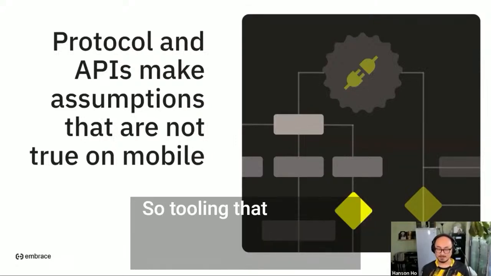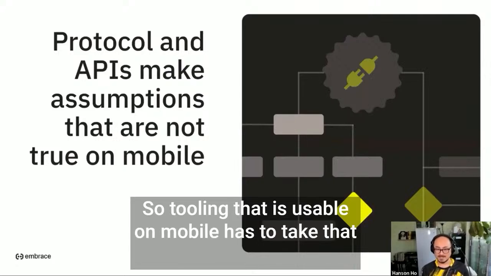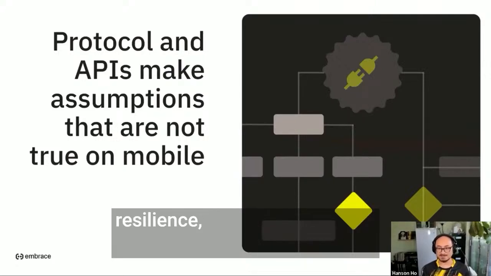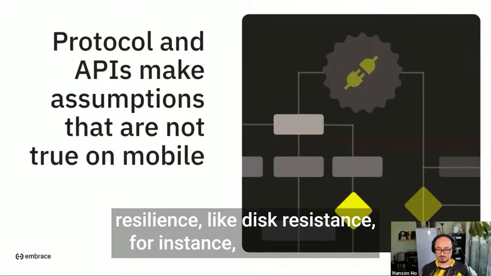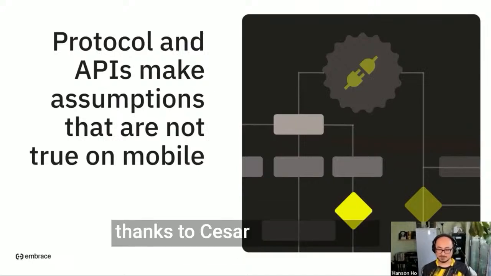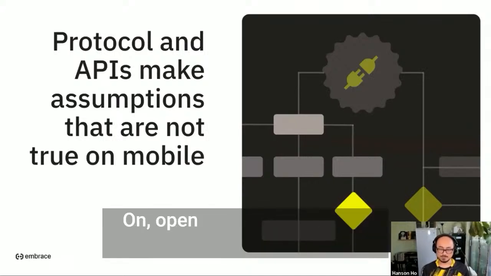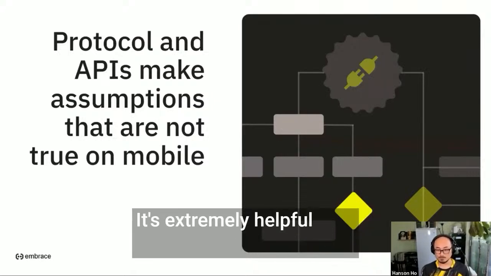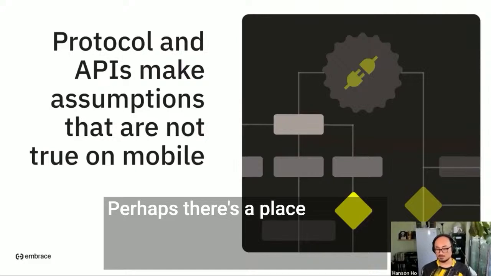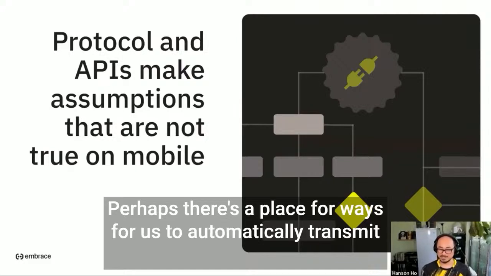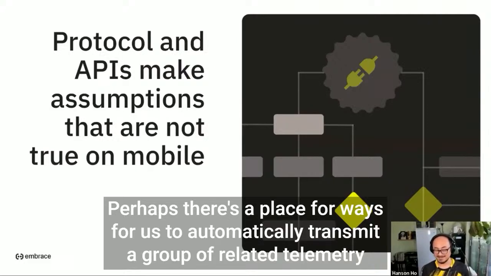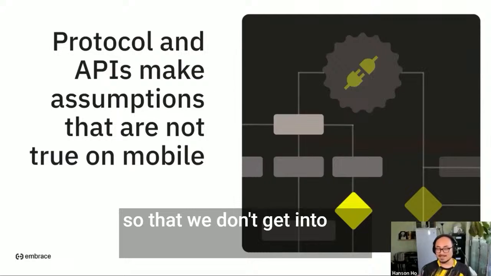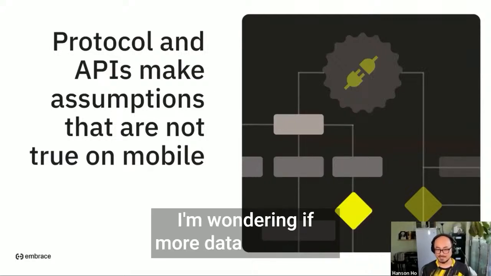So tooling that is usable on mobile has to take that into account and build in resilience, like disk persistence, for instance, before export. Thanks to Sisay for doing that on the OpenTelemetry Android extension. It's extremely helpful in production. In the future, perhaps it would be nice to have ways for us to atomically transmit a group of related telemetry so that we don't get into this weird state in the backend, wondering if more data is coming.